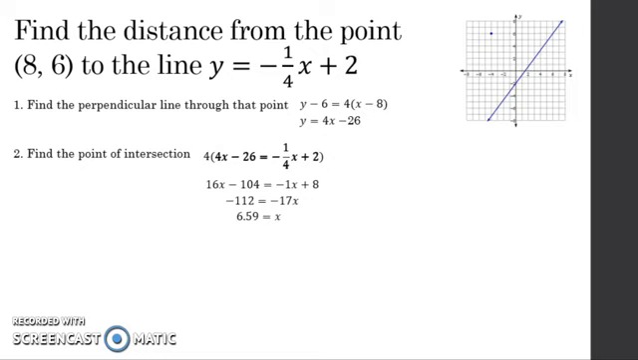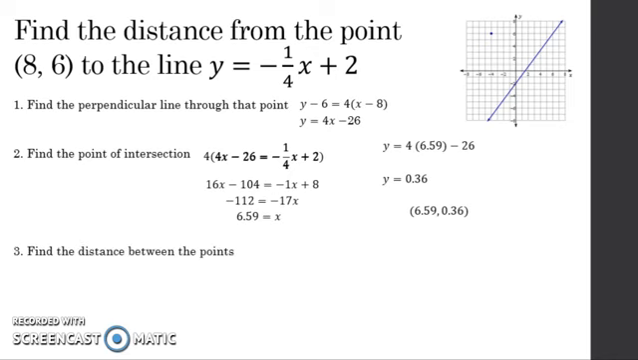We're now going to substitute the x back into either of our equations. I'm going to use the one from step 1. So I'm going to do 4 times 6.59 minus 26, and I find that that is 0.36. And that is my new point, (6.59, 0.36).